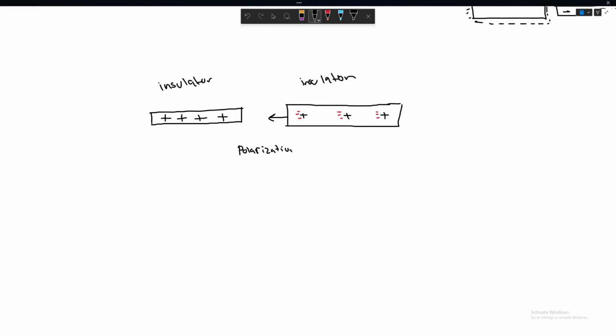Now the way it works in a conductor is if I have the same thing, let's say, it doesn't matter, this is insulator or conductor. I'm just using this as a charging point, like a wire, let's say. And I bring it near a conductor.